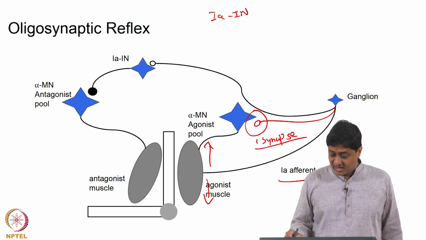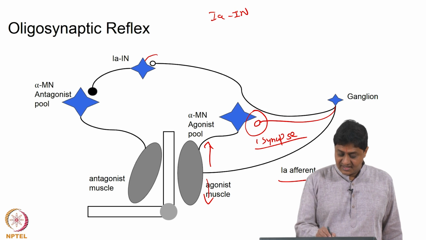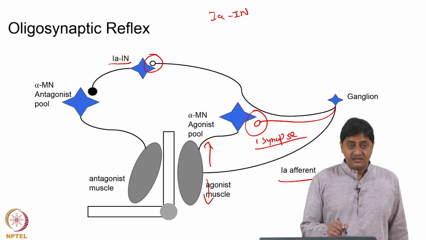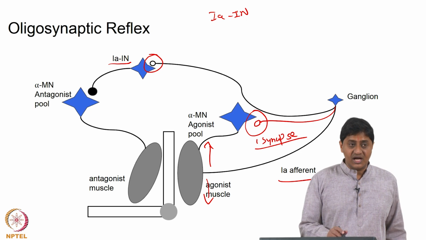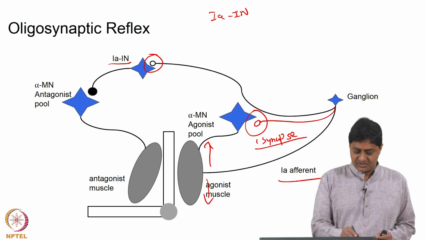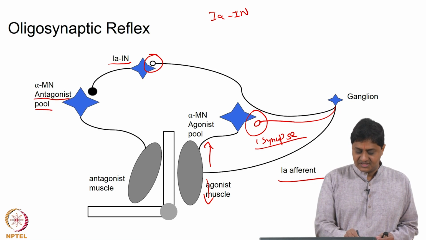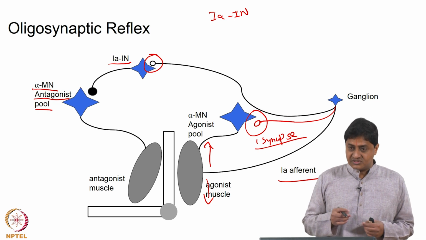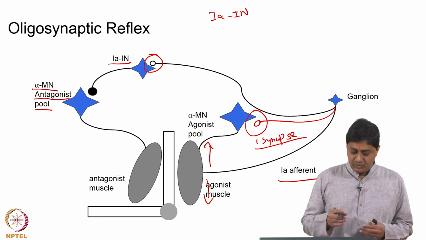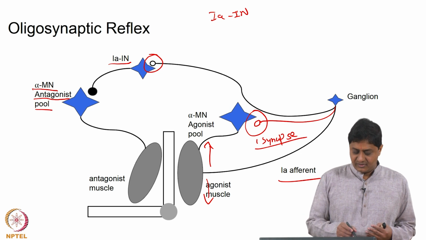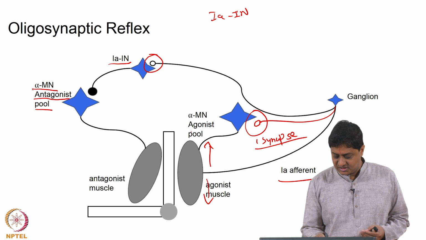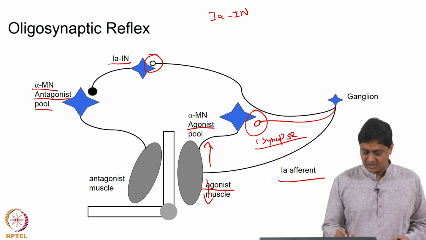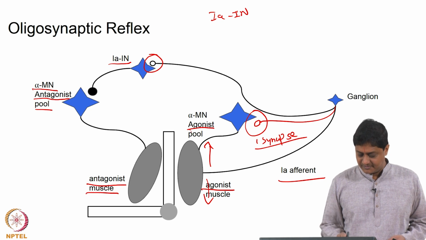But what this 1A afferent also does is that it excites a 1A interneuron which inhibits the alpha motor neuron of the antagonist muscle. So, this is the antagonist muscle's alpha motor neuron. Why does this do that? Because this stretching of the agonist, stretching of this muscle, may be due to the contraction of the antagonist, may be due to the contraction of this muscle.